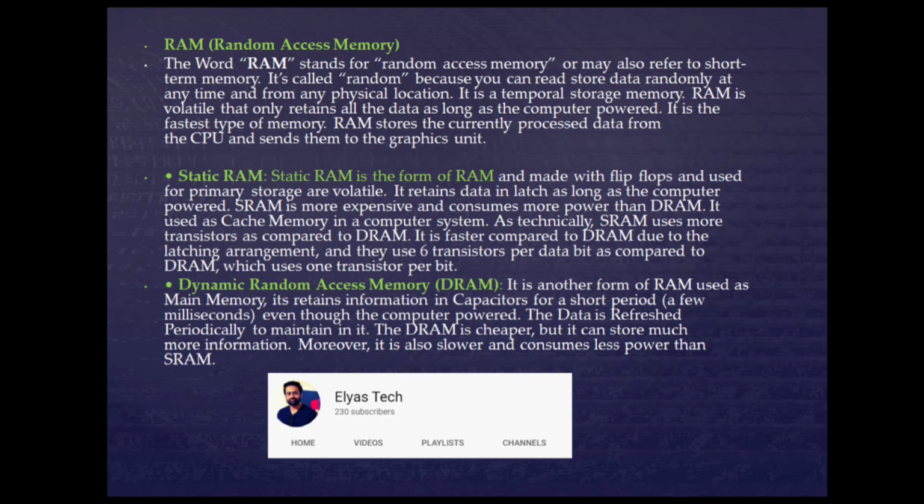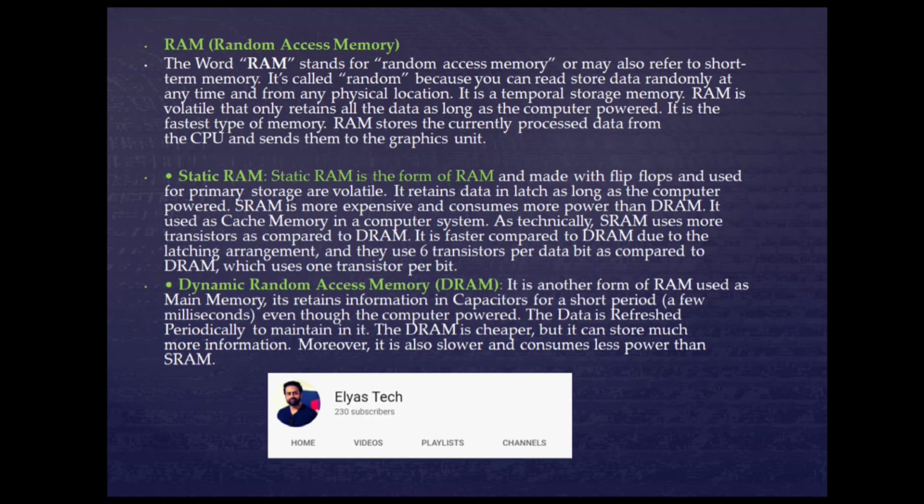As I mentioned, we have two types of RAM, static RAM and dynamic RAM. Long story short, static RAM is a form of RAM made with flip-flops and used for primary storage, and it is volatile. It retains data in latches as long as the computer is powered. SRAM, or static RAM, is more expensive and consumes more power than DRAM, or dynamic RAM.